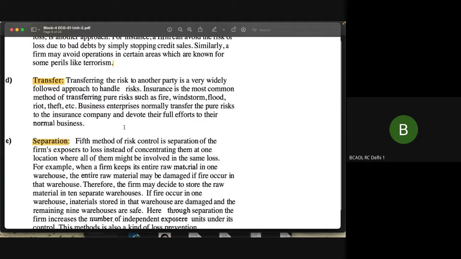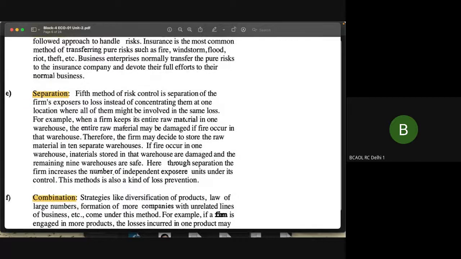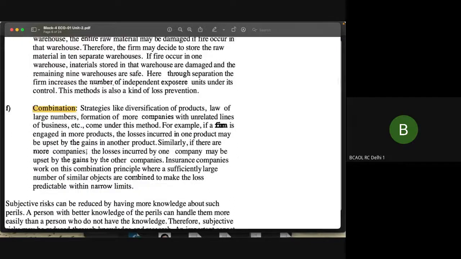Separation is that you know that you have 5 warehouses. Why are you keeping all your products in one warehouse? Keep them in 5, so that maybe one warehouse gets fire, the other products are safe. So you're separating the products so that you minimize your risk. And a number of combination strategies of the above points you can take.